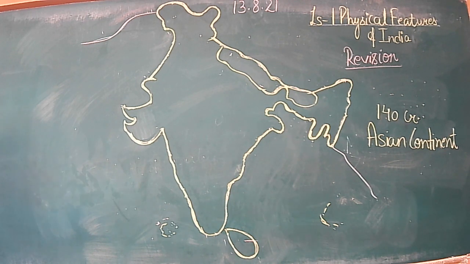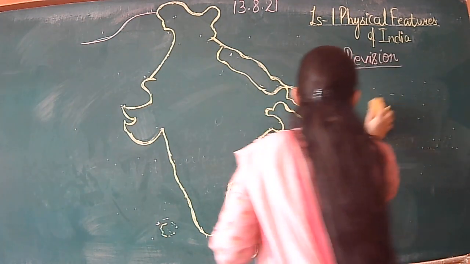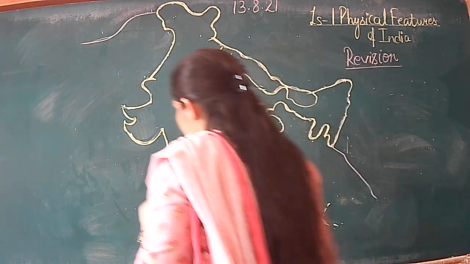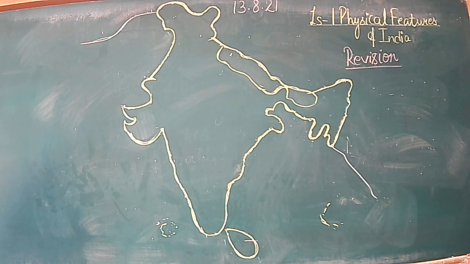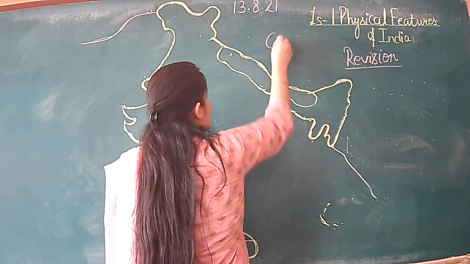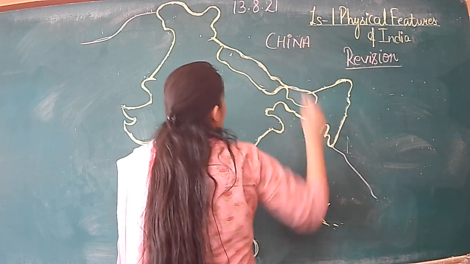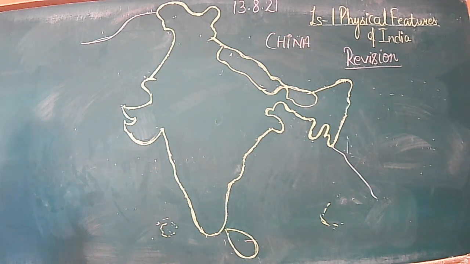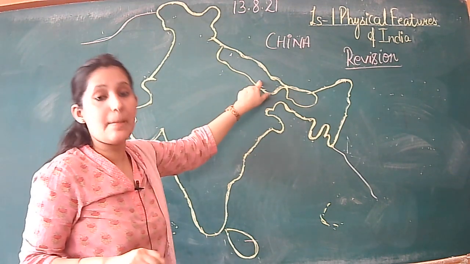according to the direction. So let's first begin from the north direction. In the north direction, which neighboring countries do we have? In the north direction we have China. Here is China. Always label your map in capitals. Please remember this thing. Then here is a neighboring country, Nepal.